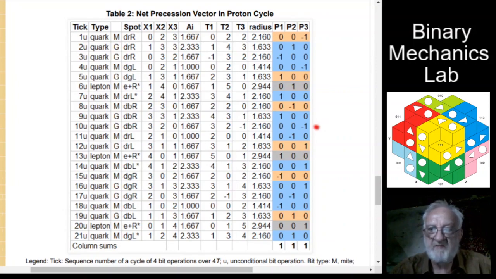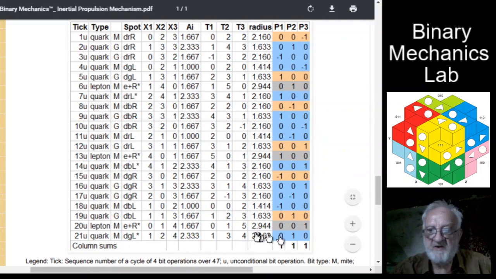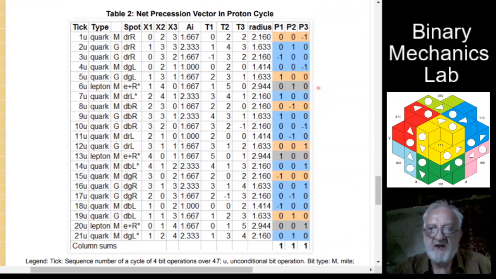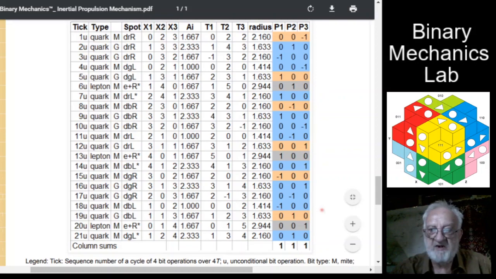If you sum up just the blue colored rows, you'll find that down here the column sums would be 0, 0, 0. However, we can see that the rows highlighted in gray for the positron spots do show the net precession for the entire proton bit cycle, +1, +1, +1.